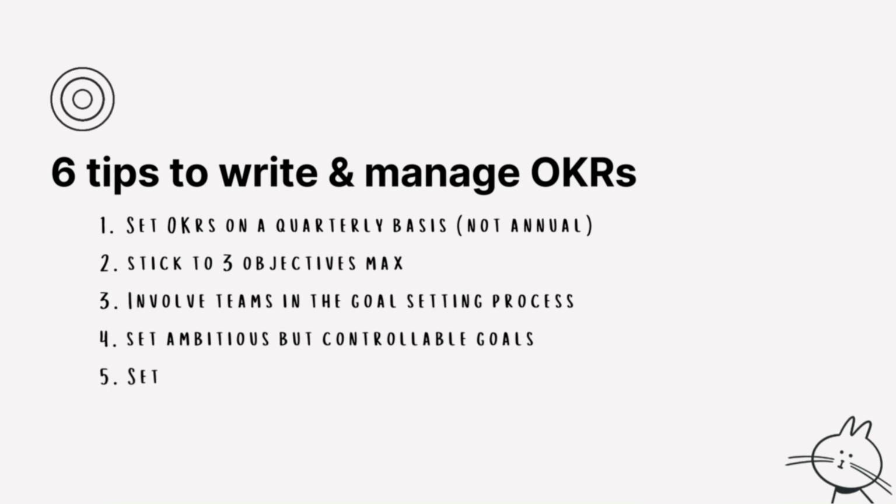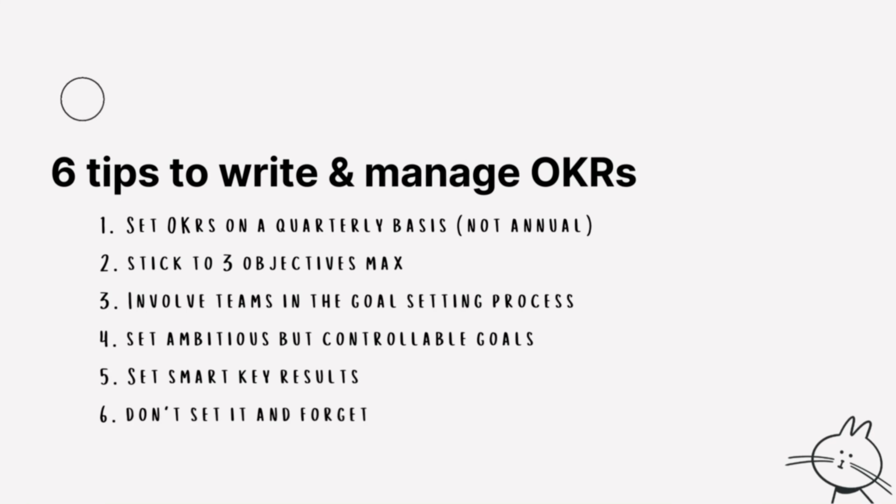Number 5 is set SMART key results. Make sure they're specific, measurable, attainable, relevant, and time-bound. Number 6, and most importantly, don't just set it and forget it. Make sure you're checking in with your teams on a fortnightly or monthly basis to check in on their progress.